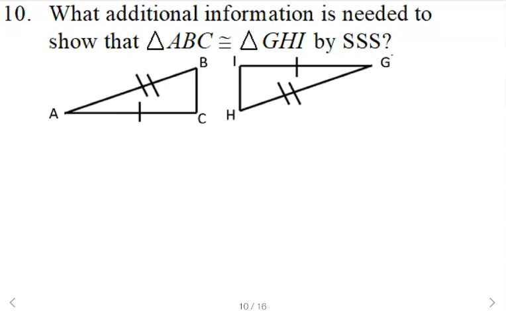Number 10, what additional information is needed for side, side, side? Well, we've got two pairs of sides. This side's congruent to this side. This one is congruent to this one. So we just need that third pair of sides. And so we need to know for sure that segment BC is congruent to segment HI.